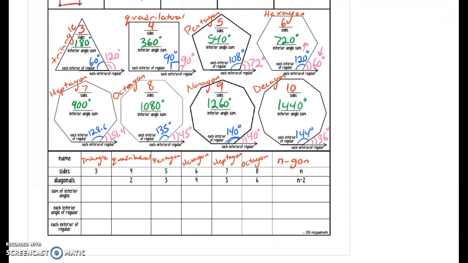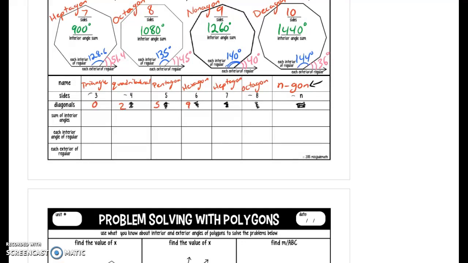Let's go ahead and fill in this chart just to kind of organize our data. I need to fix this on my sheet. I believe it is fixed on yours. We have the names already down. And just over here where it says n-gon, this is for the formula depending on what number of sides you have. So you can see a triangle has 3, quadrilateral has 4, octagon has 8, therefore n-gon has n number of sides. So fixing this, triangle has 0 diagonals, quadrilateral has 2, pentagon has 5, hexagon has 9.